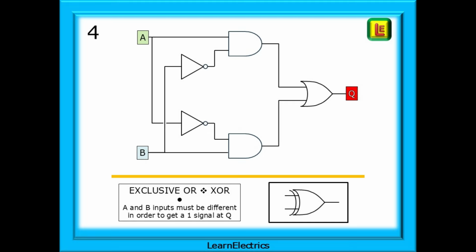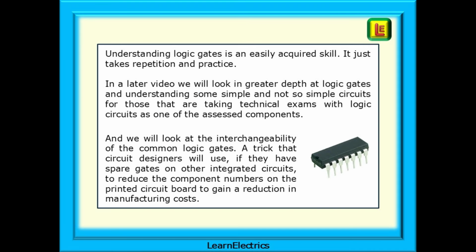This logic circuit is equivalent to the exclusive OR function, the XOR logic gate. If and only if the A and B inputs are different to each other will there be a 1 on the output. If the inputs are the same, either 0, 0 or 1, 1, then the output at Q will be a 0. Understanding logic gates is an easily acquired skill. It just takes repetition and practice.